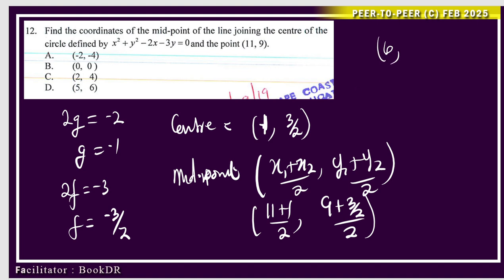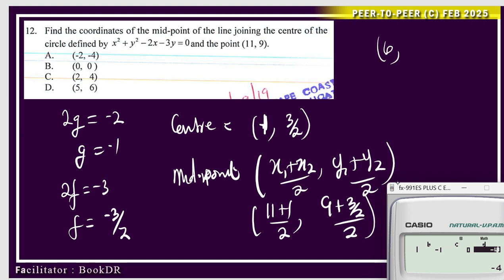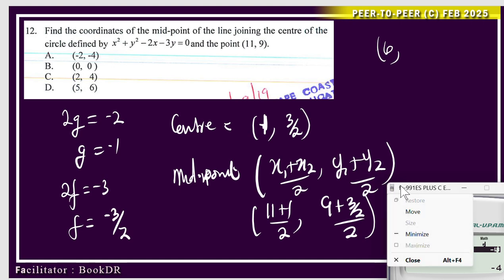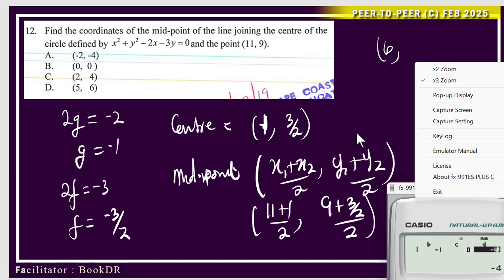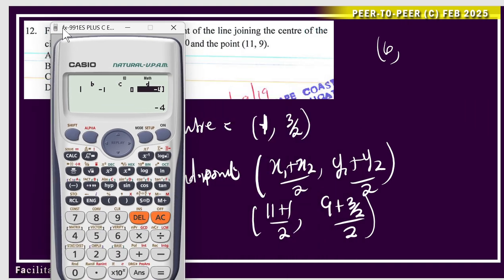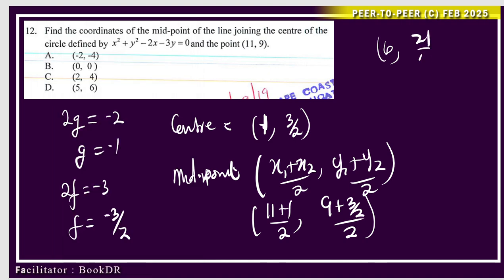But let me be sure again. Let me add this one and see what we have. So 9 plus, let's go back and do the addition. 9 plus 1.5, which is 3/2. Then we divide our answer again by 2. That's 21/4. So this is what I'm having, but it's not part of the options. But let's go through once again.